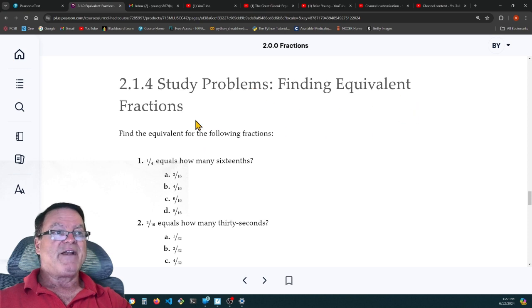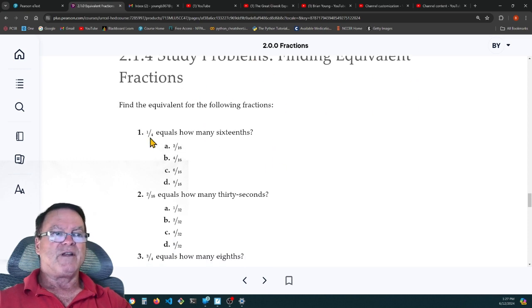2.1.4, study problems, finding equivalent fractions. So let's look at these problems here. Find the equivalent for the following fractions. 1/4 equals how many 16ths? Well, what do we have to multiply 4 by in order to get 16? We have to multiply 4 by 4 to get 16. So if we multiply the denominator by 4, we're going to also multiply the numerator by 4. And the equivalent fraction is 4/16. That's equivalent to 1/4.